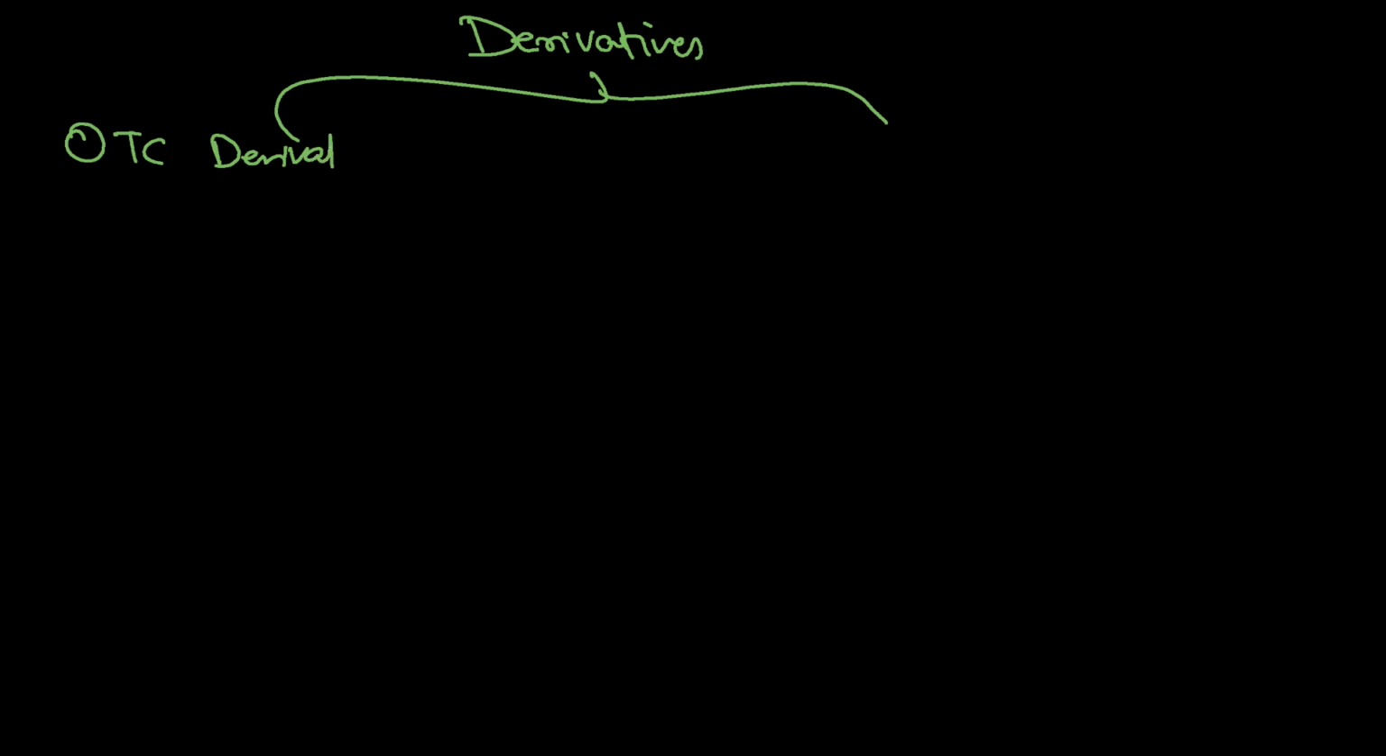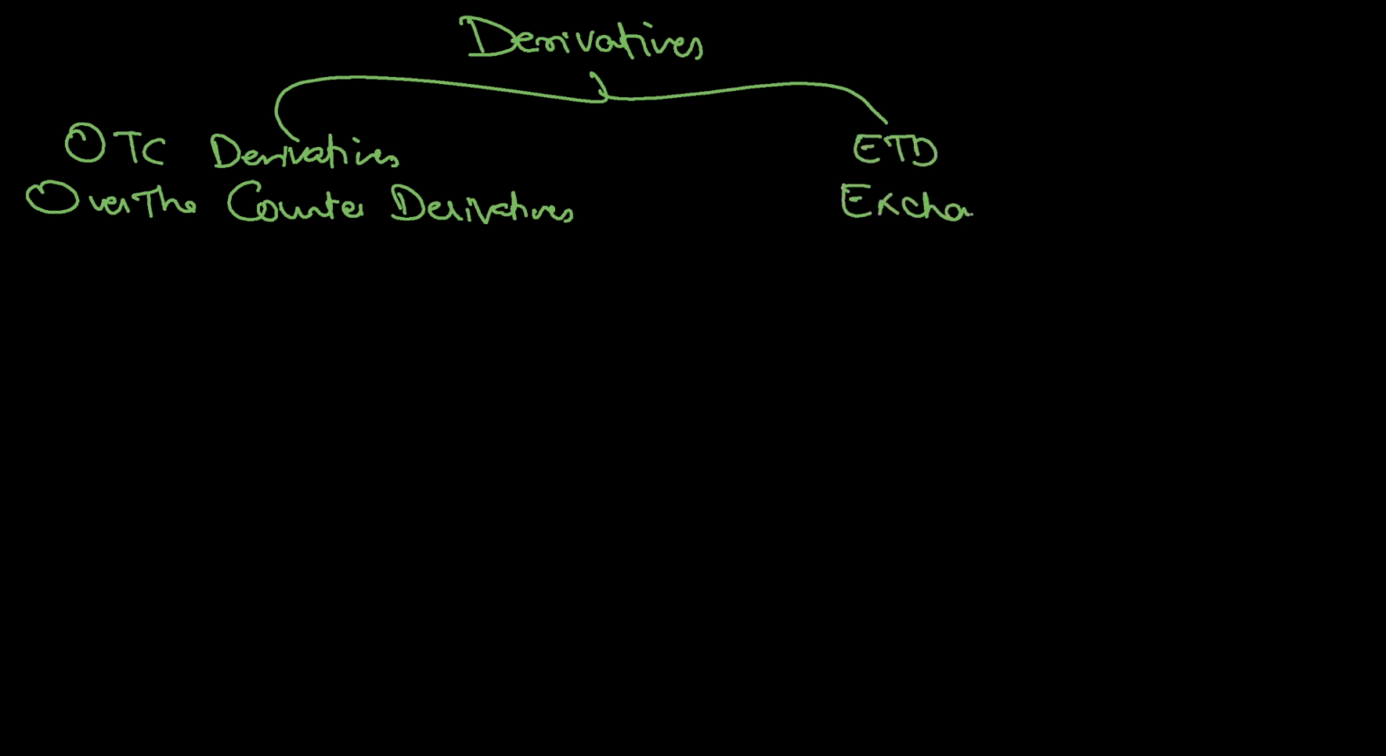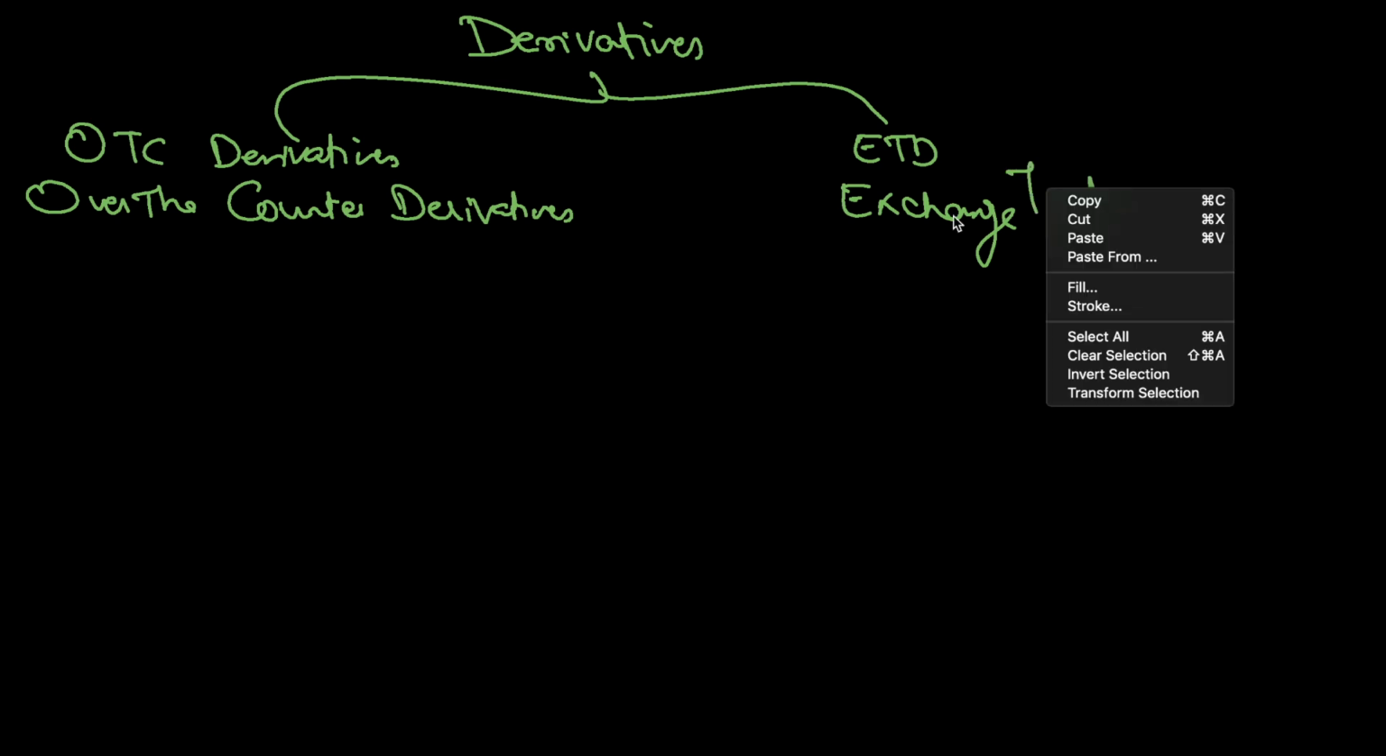First, I'll show the graph of derivatives. Derivatives are classified into OTC derivatives and ETD. OTC stands for over the counter derivatives, and ETD stands for exchange traded derivatives. So what are derivatives, we'll see in some time.